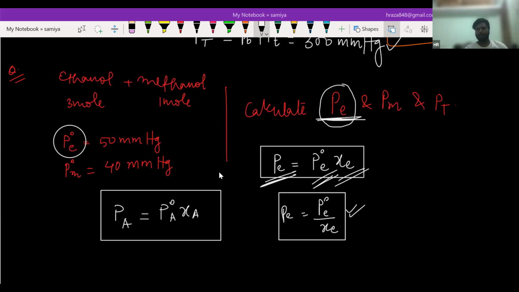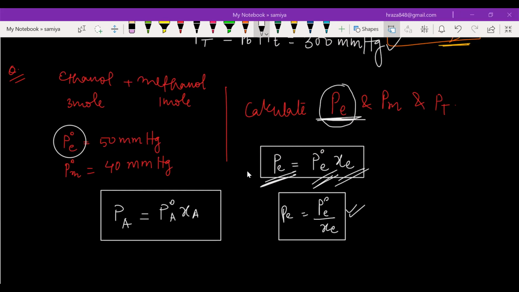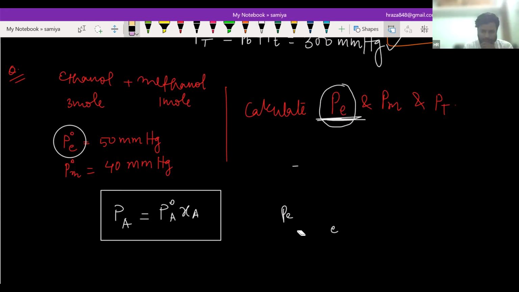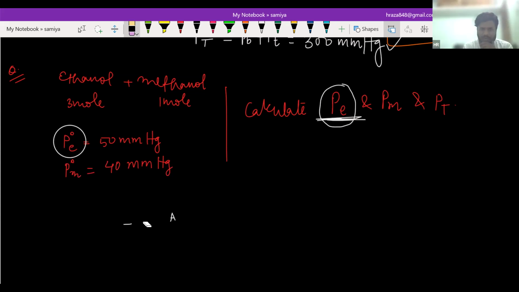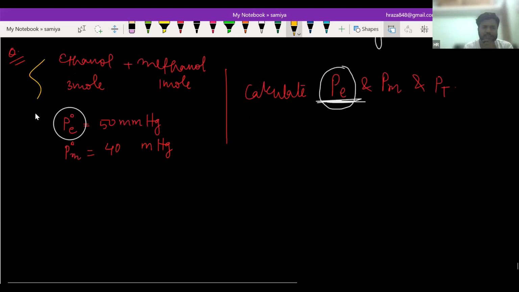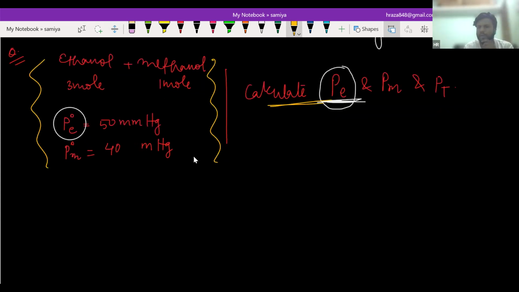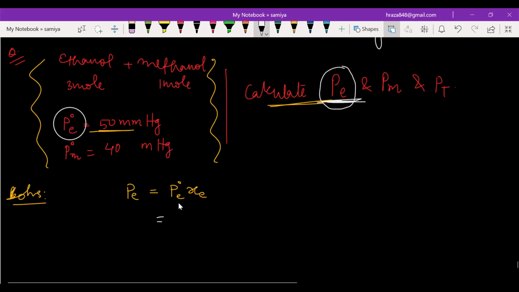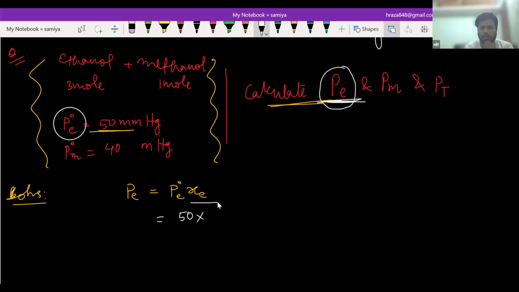Should I explain it? Madhiha, Reem? Yes, sir. Yes, sir. Okay, see. What is the problem? The formula is so easy. You just need to apply it. See, this is all given, and we need to calculate the partial pressure of E. So we already know from Raoult's law that the partial pressure of E will be equal to the pure pressure of ethanol into the mole fraction of ethanol. This is given, yes or no? Let me know, please. Yes, sir. So if this is given, you can write 50 into the mole fraction of ethanol.